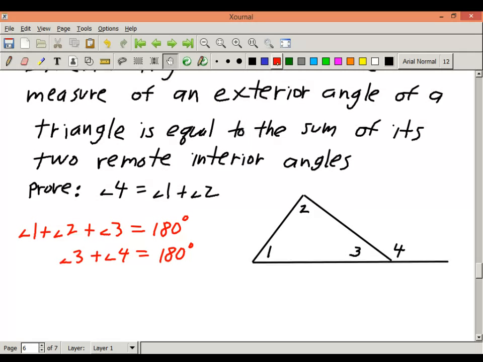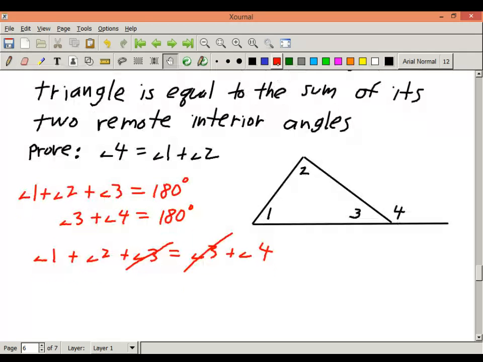Now look at my two red statements there. They're both equal to 180, so you can set them equal to each other. So you can say angle 1 plus angle 2 plus angle 3 equals angle 3 plus angle 4. By substitution, if you're making a two-column proof, you say substitution. Now notice that you can subtract angle 3 from both sides. And when you do that, what you have left is angle 1 plus angle 2 equals angle 4, which is what we're trying to prove. So there's the exterior angle theorem. The measure of an exterior angle of a triangle equals the sum of the two remote interior angles.